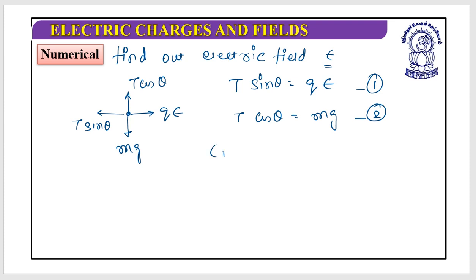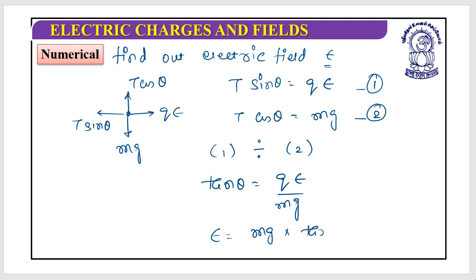If I take a ratio of these two, that's 1 divided by 2, it's sine theta by cos theta. This is tan theta. That should be equal to qE by mg. And in this case, E would be equal to mg multiplied by tan theta divided by q. This could be the given answer. If the value of theta is given, you can easily calculate this. So, are you done with this? Any queries? Any doubts? No?